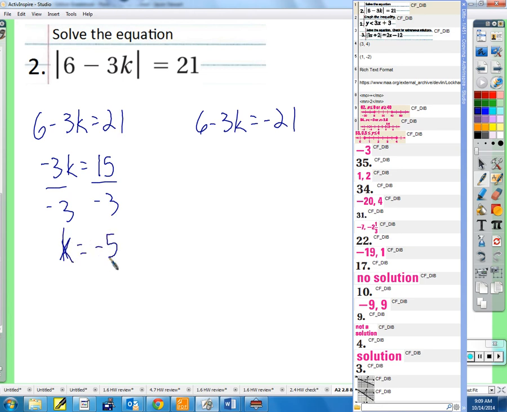That should work. Try it out yourself. Negative 5 times negative 5, there's 6, plus 15 is 21. Negative 3k is equal to positive 9 in there, I take 6 minus 27, I'm going to get negative 21. Absolute value of negative 21 is 21.